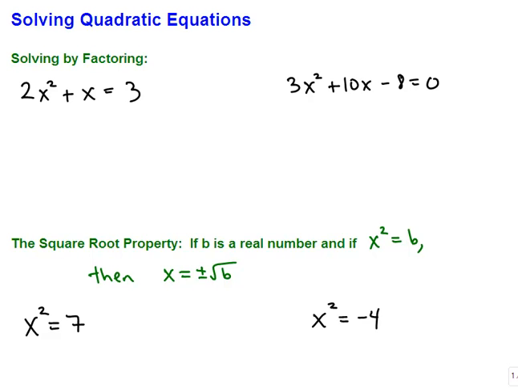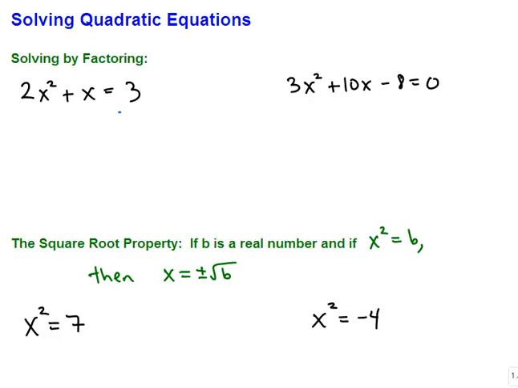So the first technique is one you've already learned, and it's solving a quadratic by factoring. So let's review with a couple of examples. In the first problem here, we have 2x squared plus x equals 3. So in order to solve this, when you're trying to factor, you always want to get a 0 first on one side of your equation.